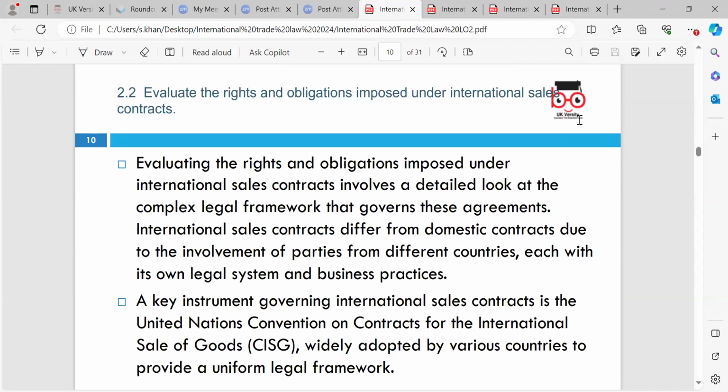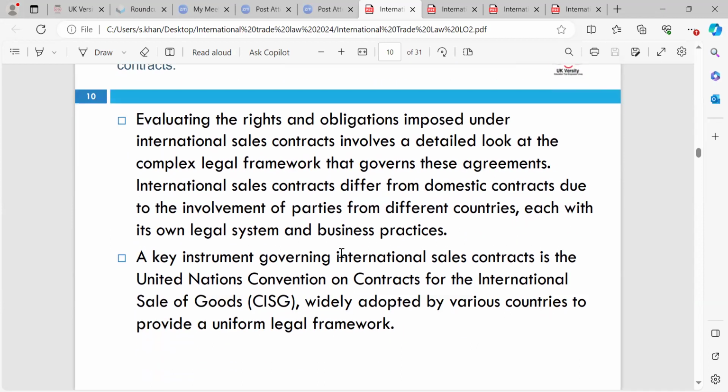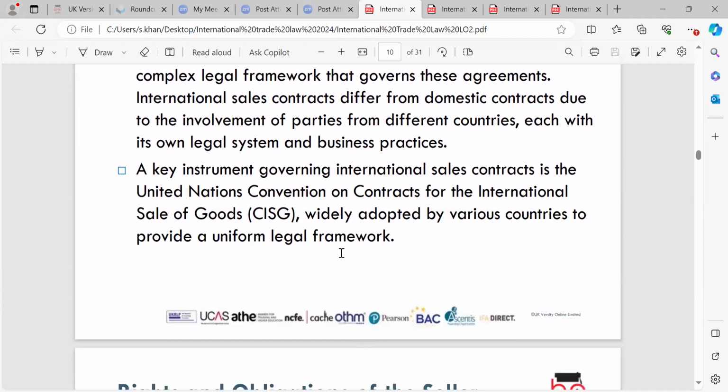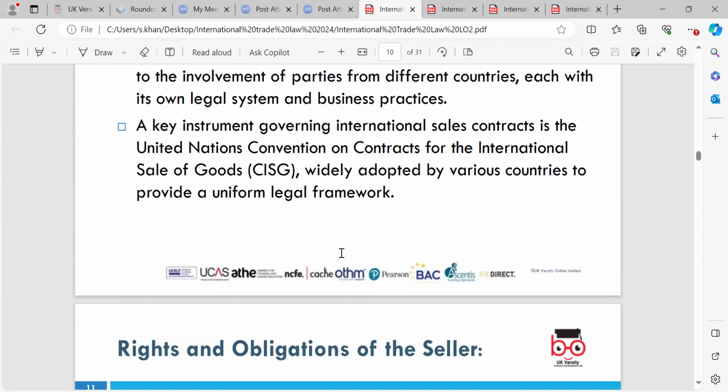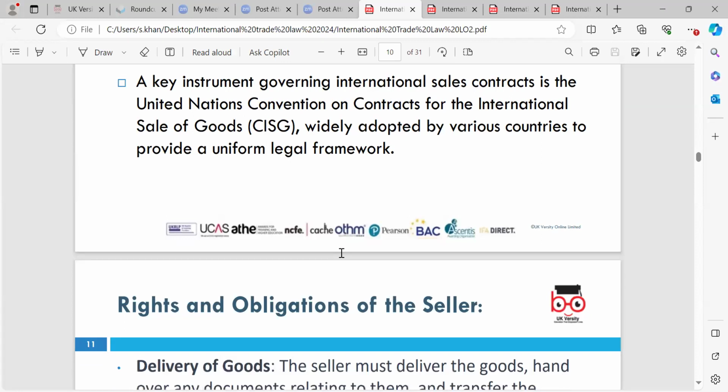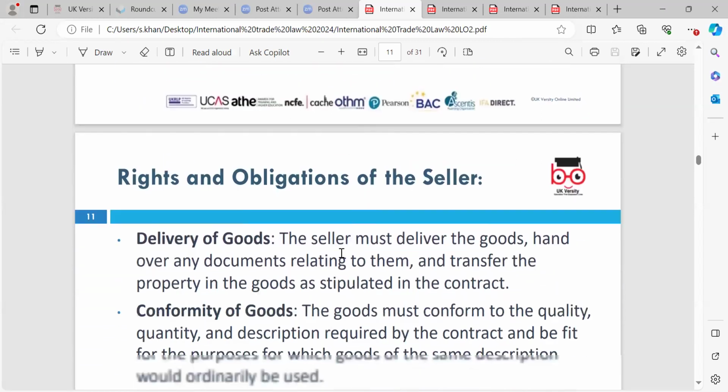2.2, evaluate the rights and obligations imposed under international sales contracts. Here we're looking at international sales contracts, not within the UK. So it's really important to evaluate the rights and obligations imposed under them. It involves a more detailed look at the complex legal framework that governs these contracts. The key instrument governing international sales contracts is the United Nations Convention on Contracts for the International Sale of Goods, which is the CISG, widely adopted by various countries to provide a uniform legal framework.